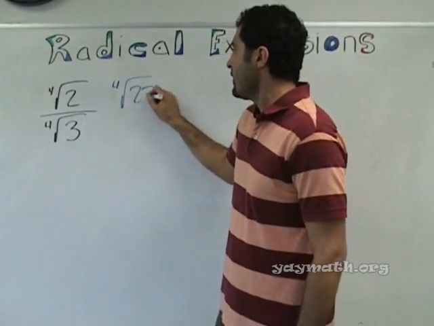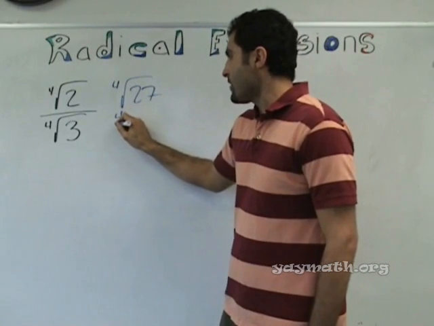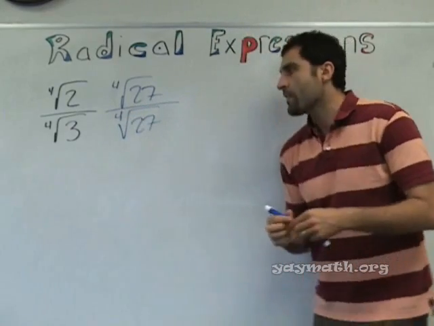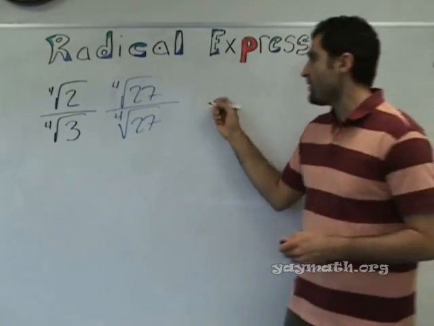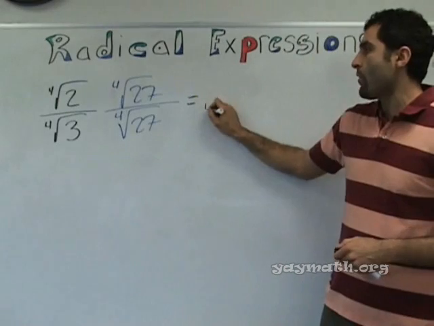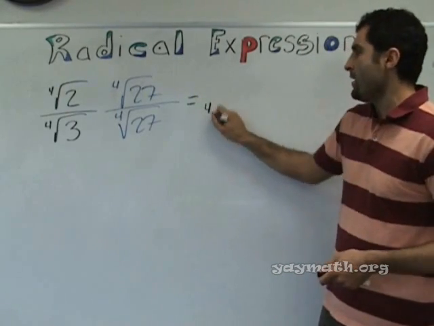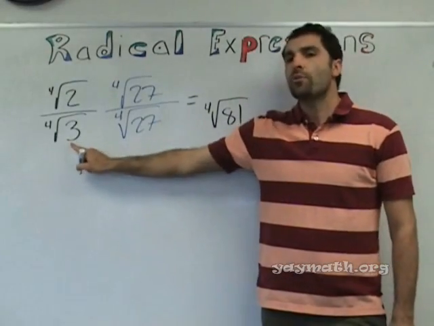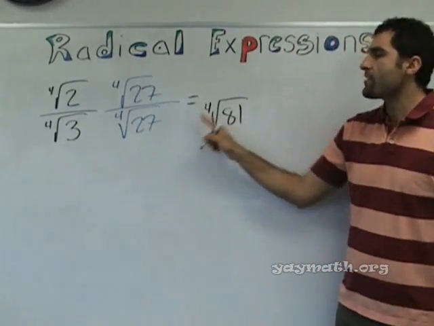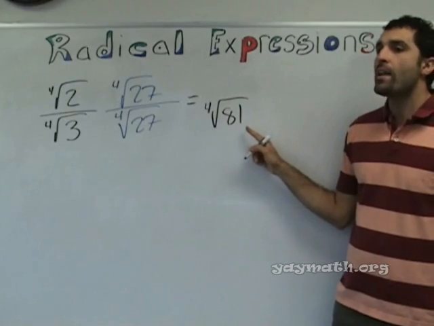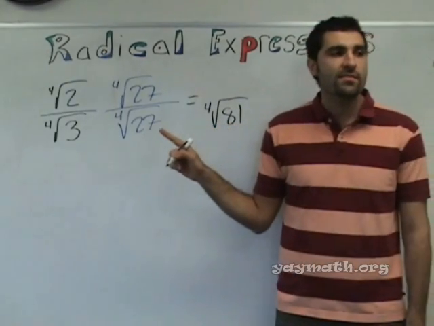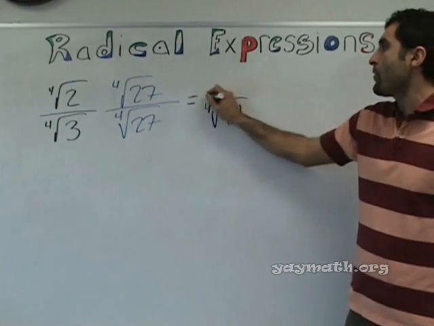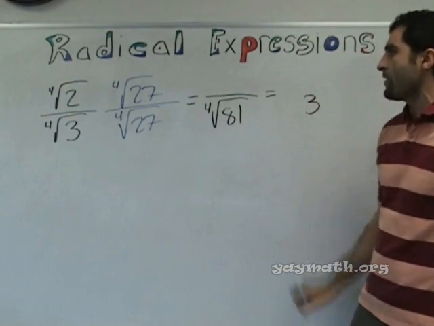Let's talk about why. If we multiply top and bottom by the fourth root of 27, what will the bottom be? Fourth root of 81. Exactly. The fourth root of 3 times the fourth root of 27 is the fourth root of 81. And why is the fourth root of 81 valuable to us? It's a perfect fourth root, right? So we can say that's 3 on the bottom.